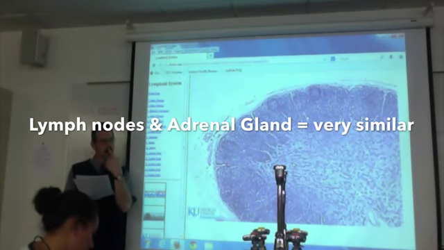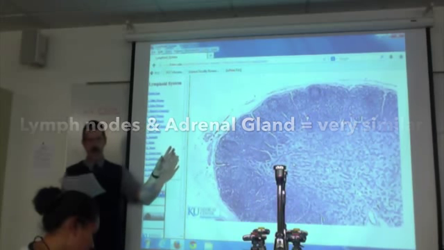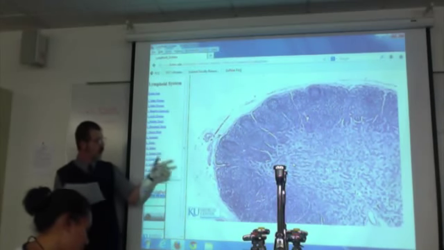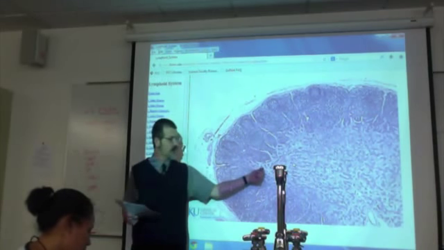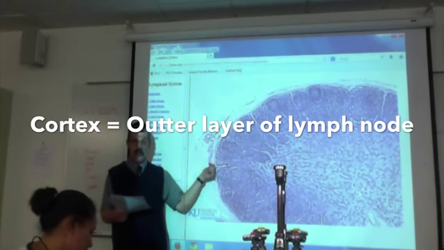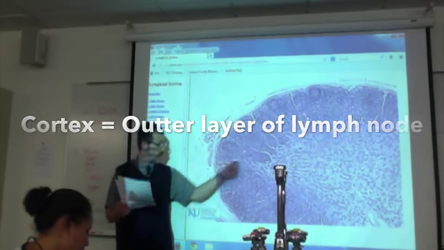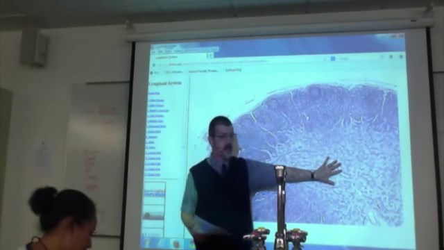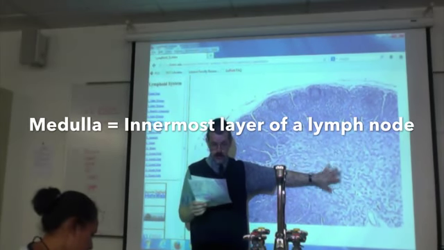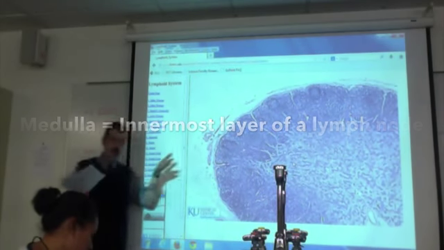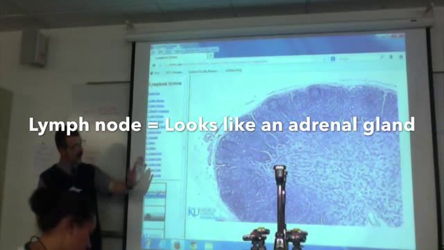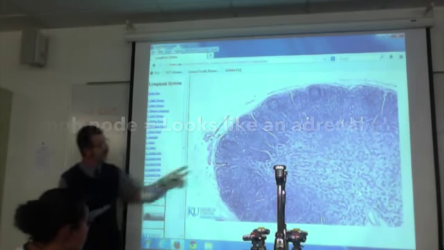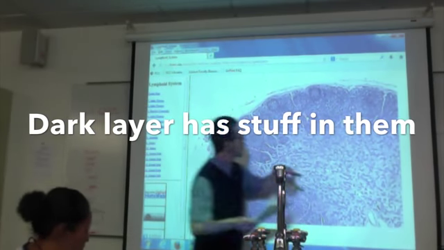Where else did you have a capsule? Adrenal gland, does that ring a bell? This looks just like an adrenal gland. It's the same logic. So what would you call the outer layer of an adrenal gland? Cortex. So what do you call the outer layer of a lymph node? Cortex. How about that? What do you call the inner layer of an adrenal gland? What do you call it here? That's the same logic. So it looks like an adrenal gland. Same three layers. The trick is, these dark layers now have things in them.